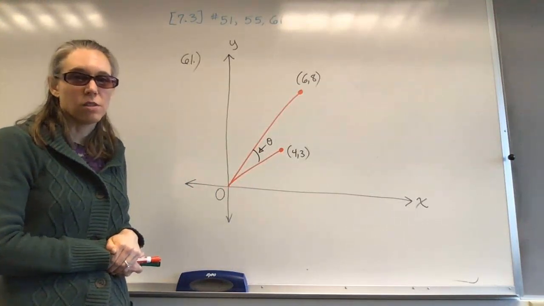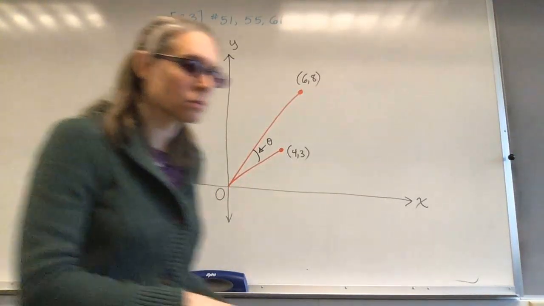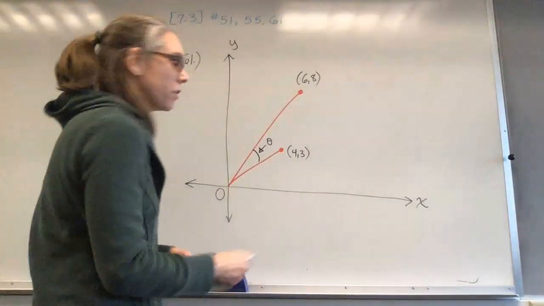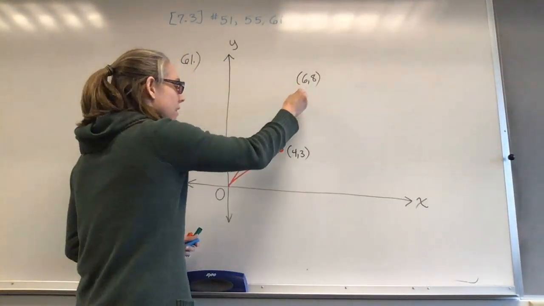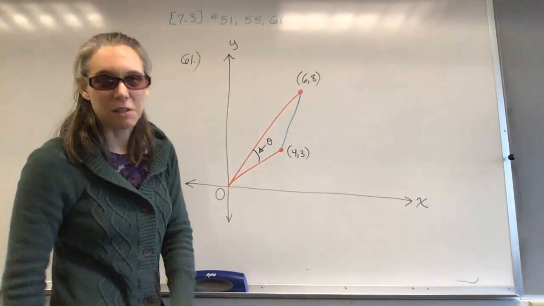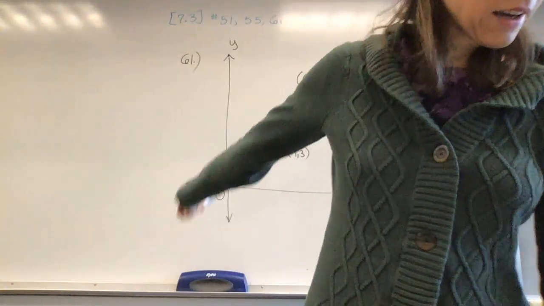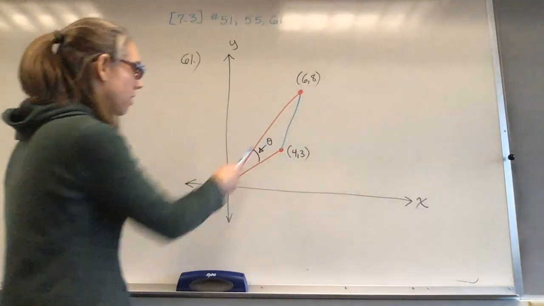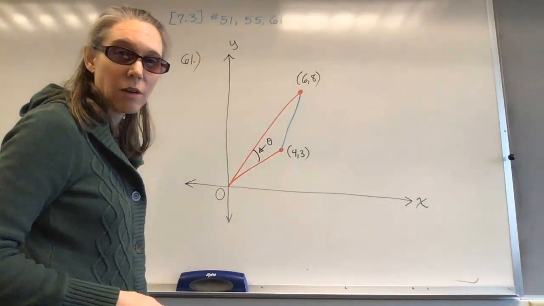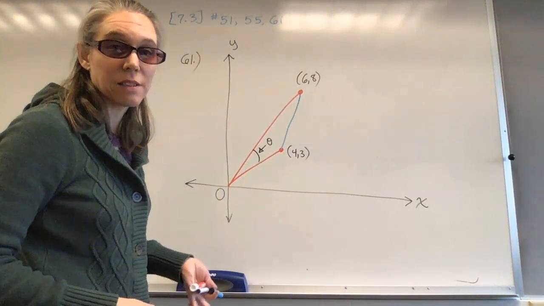And so what you want to do is see that you have a triangle. All you have to do is connect these two dots, and voila, you have a triangle. Okay, so what we want to do is find the measure theta. And to do that, what we need is all three sides of the triangle.